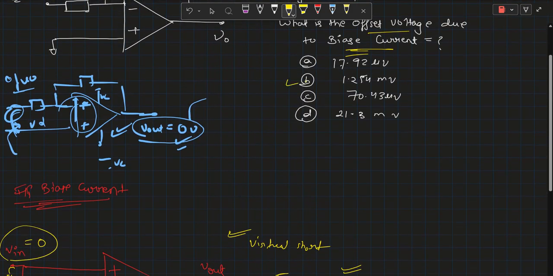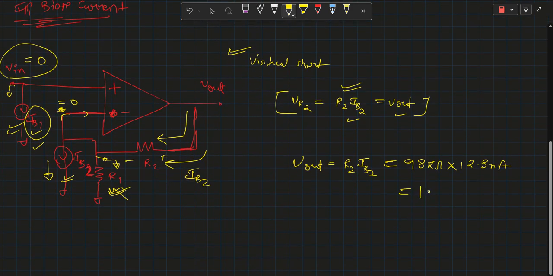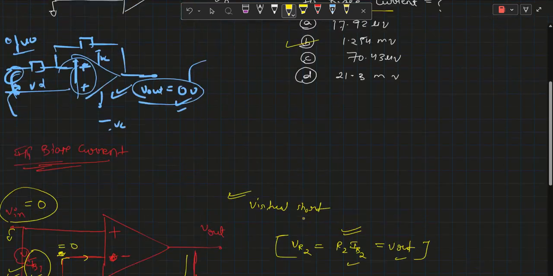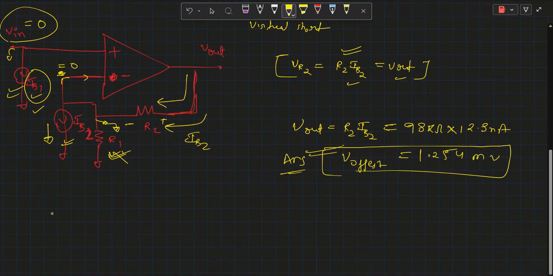And if we solve this, we will get 1.254 millivolt offset voltage. This is our final answer. So I will also explain this correction method now.